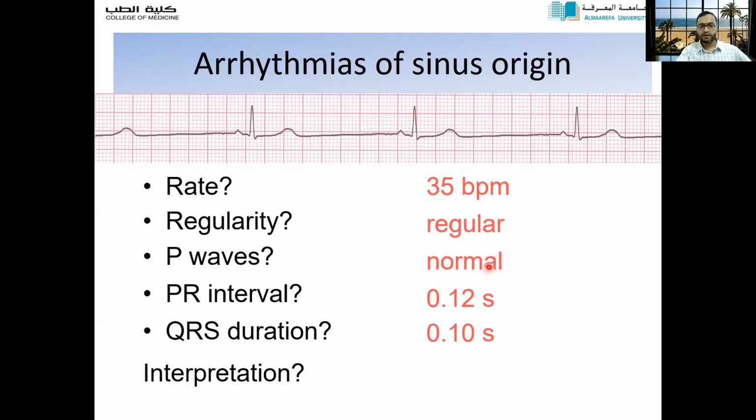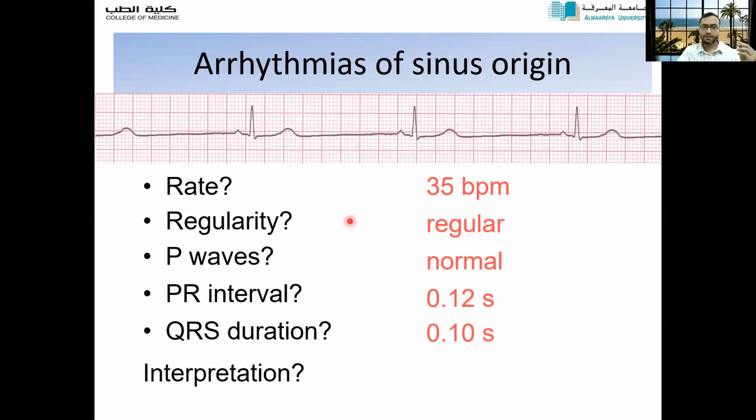It's regular, the P waves are normal, the PR interval is normal, the QRS duration is normal. But the first criterion here, rate: we know that the heart rate is not within the normal range. So I cannot label this as a normal sinus rhythm. This is arrhythmia. Our diagnosis should be arrhythmia. Confirmed, this is arrhythmia.